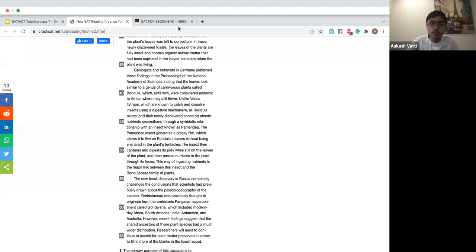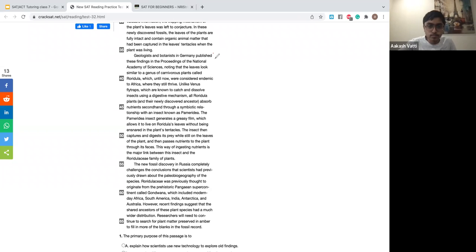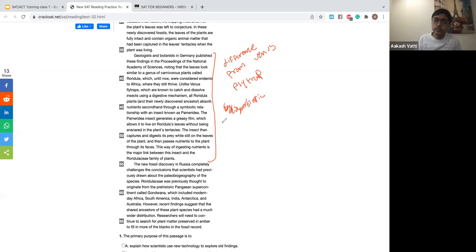So, difference from Venus flytrap, and symbiotic relationship. Okay, I'm just gonna read this. Symbiotic relationship with insect.